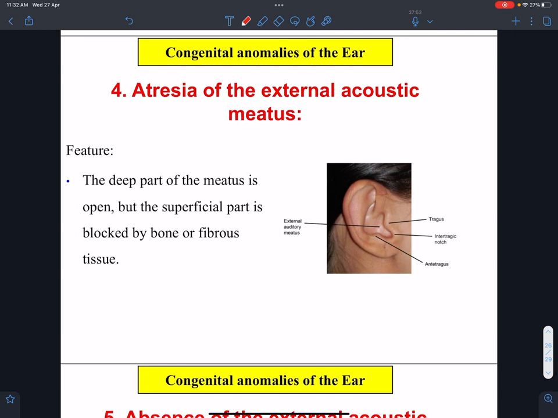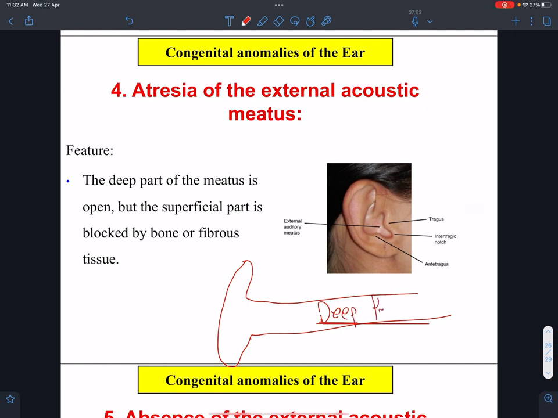Next one is atresia of the external acoustic meatus. Didn't we see the external acoustic meatus, didn't it look like this? Wasn't there an opening here? There is an opening and the opening continues until it reaches the middle ear and inner ear. Right? Whereas in this one there's atresia of the external acoustic meatus. Meaning what? It means that the deep part, if you see it from inside, the deep part is open, okay? The problem is in the superficial part, this part right here.